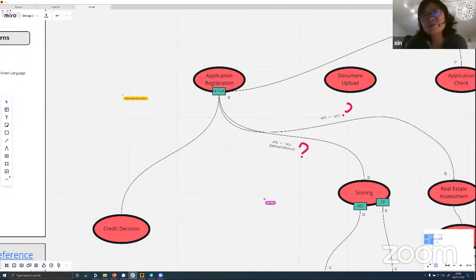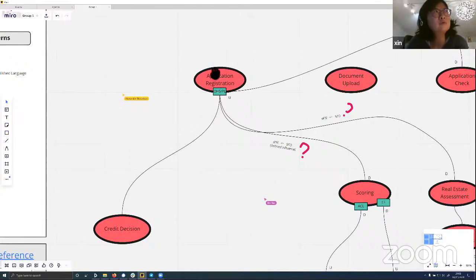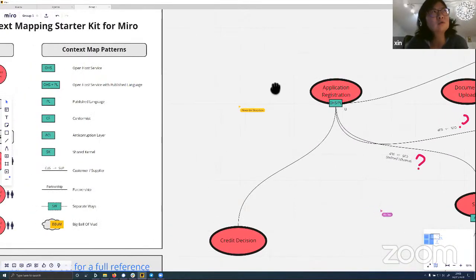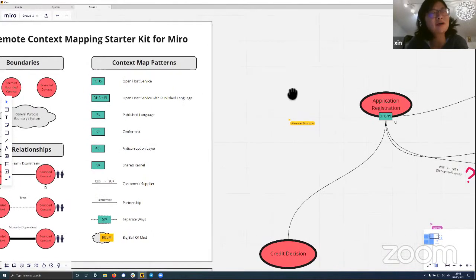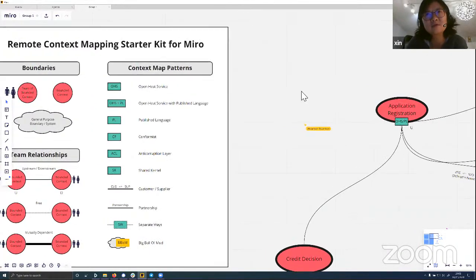Okay, Michael, I just want to give you feedback. I really like your distinction between open host service and published language. They do not necessarily have to go together, like in Vaughn Vernon's book.